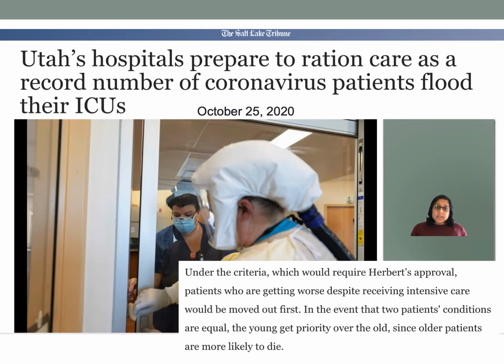And unfortunately, under these criteria, people who are getting worse despite receiving intensive care would be moved out first. In the event that two patients have equal conditions, the young get priority over the old, since older patients are more likely to die. So you can see that without enough hospital beds, doctors, nurses, other healthcare workers have to make some very, very hard decisions about who gets hospital care and who doesn't.